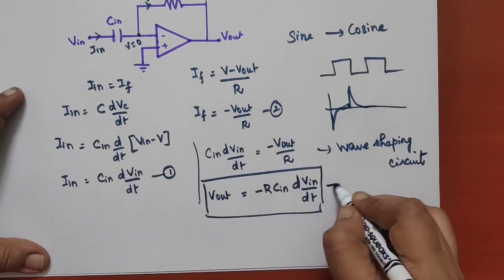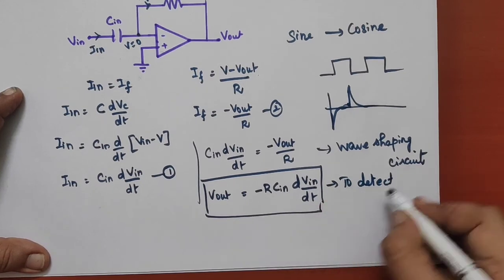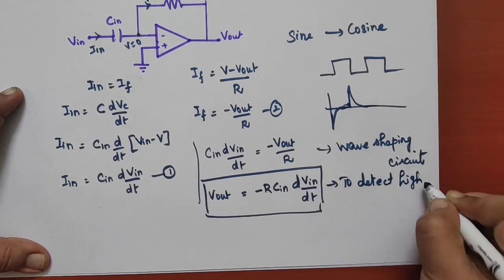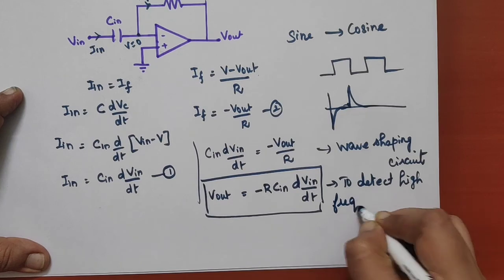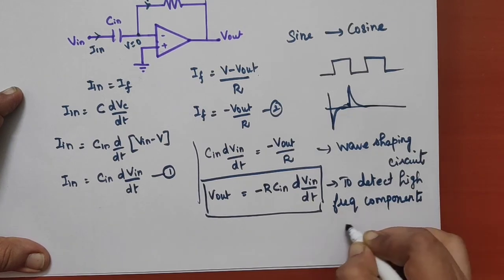Okay. So, the application of a differentiator is nothing but it is used in wave shaping circuits, and it is used to detect high frequency components in input signal.